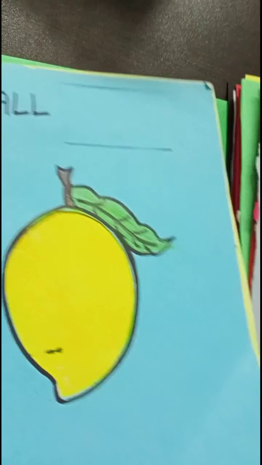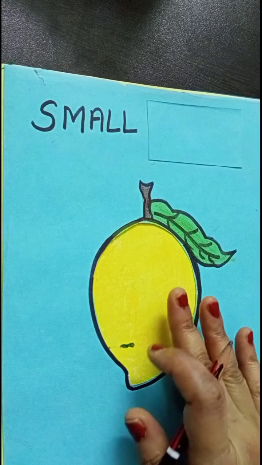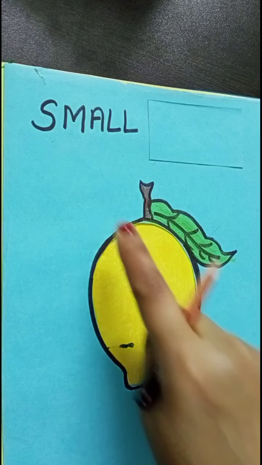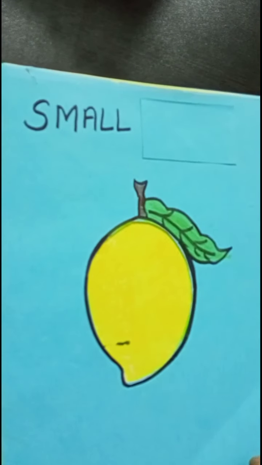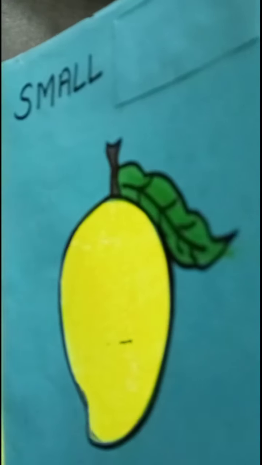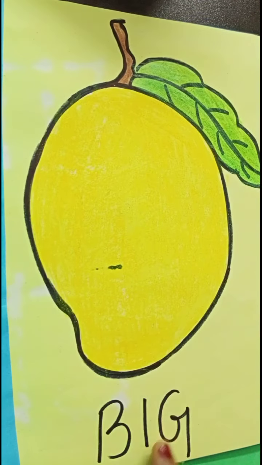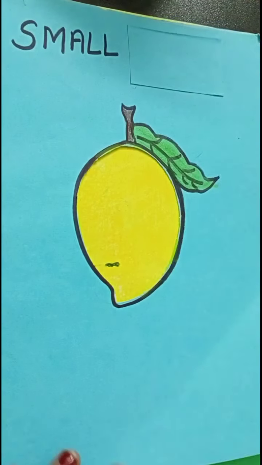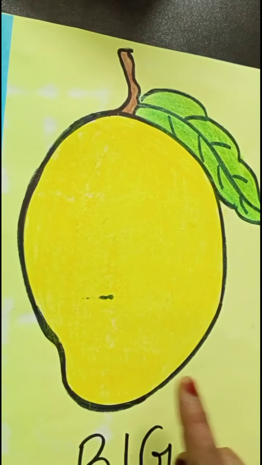Okay? The first comparison word is small. Look at this. This is a small mango. Small. Small. Big. Big. Small. Big.